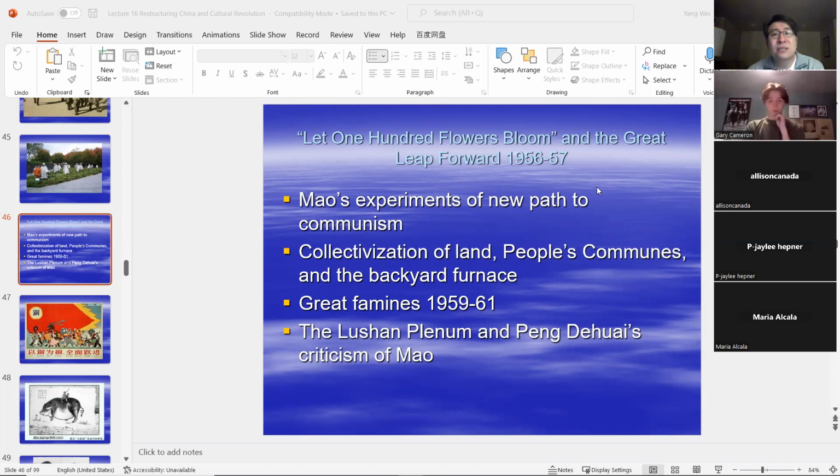So in 1957, Mao launched a series of movements. Most important of them is the People's Commune and the Great Leap Forward, right?